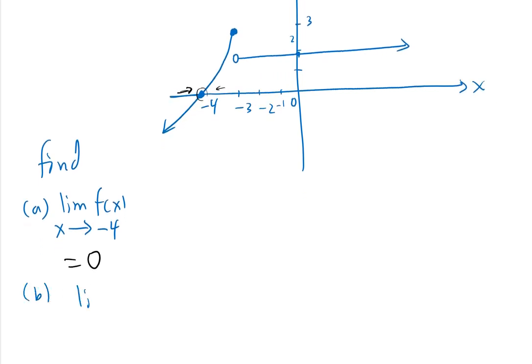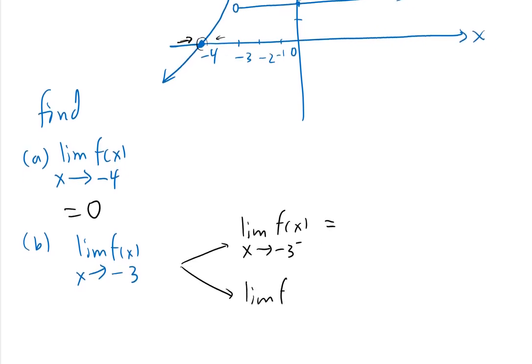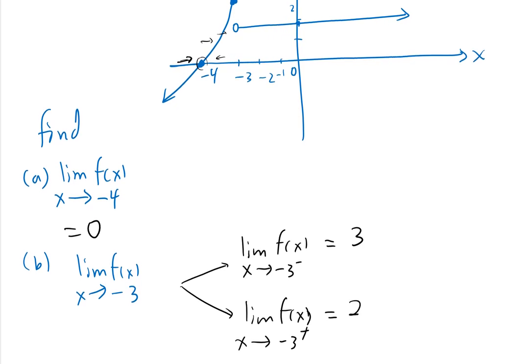But if they ask us to find the limit of f of x as x approaches -3, there are 2 things we need to do. We need to look at what happens when x approaches -3 from the left, and what happens when x approaches -3 from the right. From the left, the y value is heading to 3. From the right side, the y value is heading to 2. Notice they are not the same. So the limit does not exist.